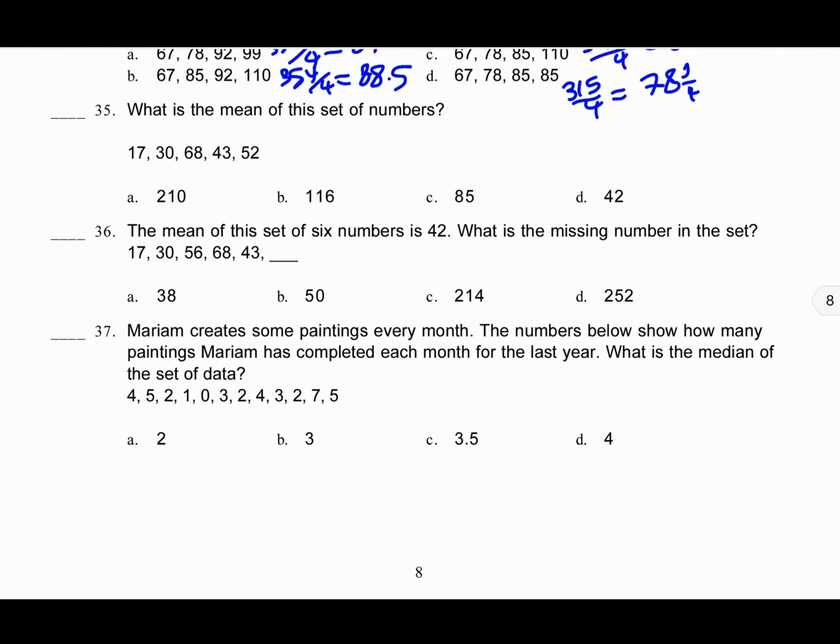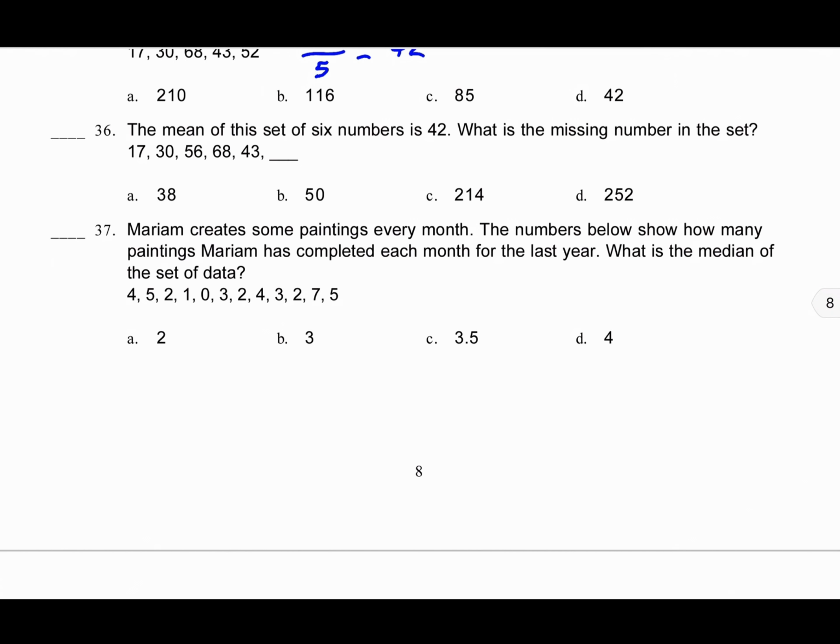Next question. What is the mean of the set of numbers? We have to add all of these numbers, then divide them by 5, the number of these values. By adding them, we found the sum of them is 210, and 210 divided by 5 equals 42, which is D.